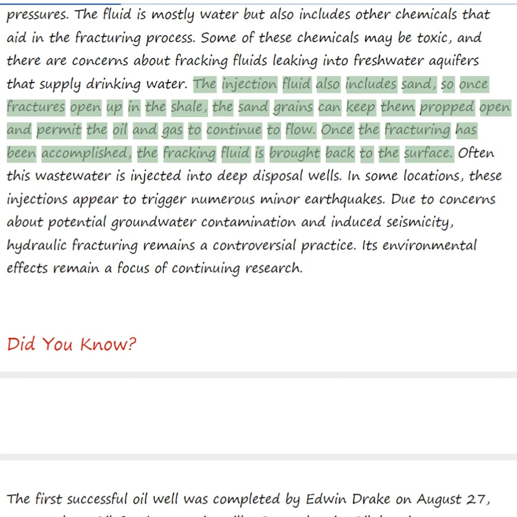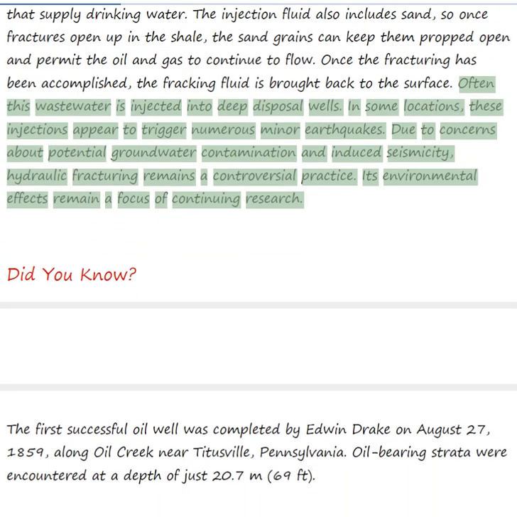Once the fracturing has been accomplished, the fracking fluid is brought back to the surface. Often this wastewater is injected into deep disposal wells. In some locations, these injections appear to trigger numerous minor earthquakes. Due to concerns about potential groundwater contamination and induced seismicity, hydraulic fracturing remains a controversial practice. Its environmental effects remain a focus of continuing research.